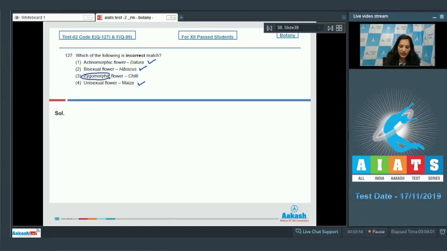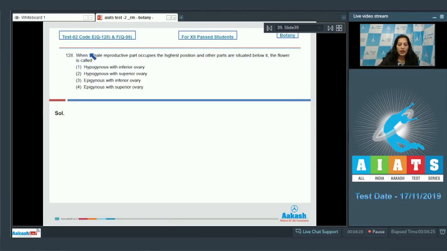Zygomorphic flower in chili. No, in chili, the flower is actinomorphic because the flower can be divided into two equal halves by any plane. So the correct option for the given question is option number 3. Let's move to the next question.